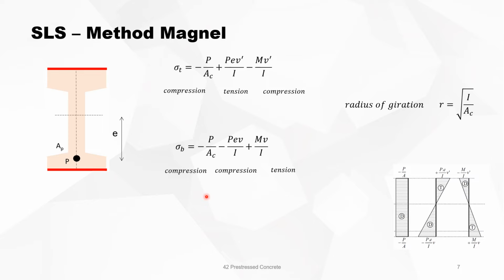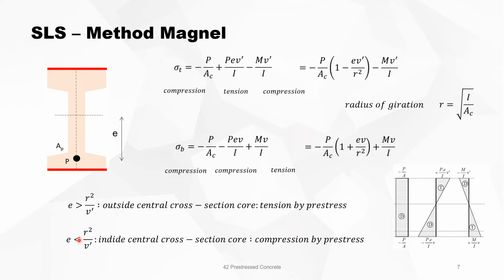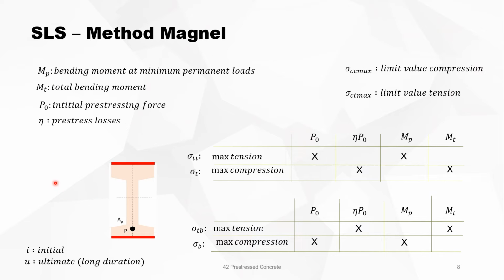Now we can use the radius of gyration, which is defined by this: i is equal to Ac times r squared. And we substitute for i. Then we have this equation. And this equation means that if e is bigger than r squared divided by V', then we are outside the central cross-section core. It means that there is tension by pre-stress. And when e is smaller than r squared divided by V', then we are inside the central cross-section core and there is compression by pre-stress.